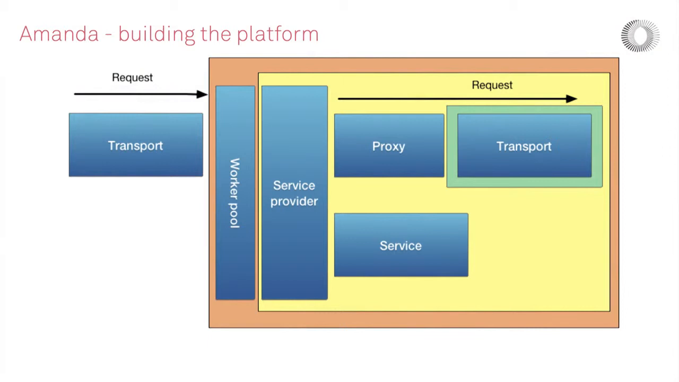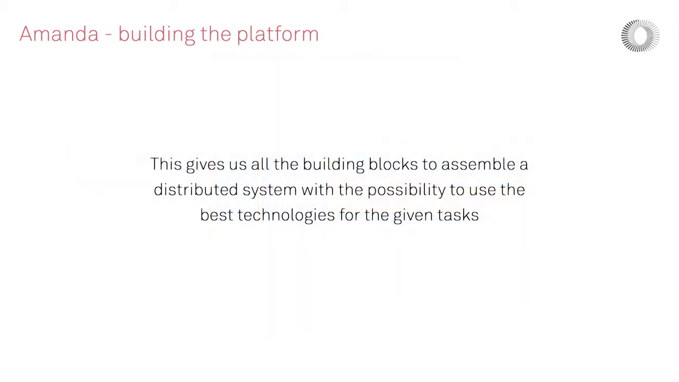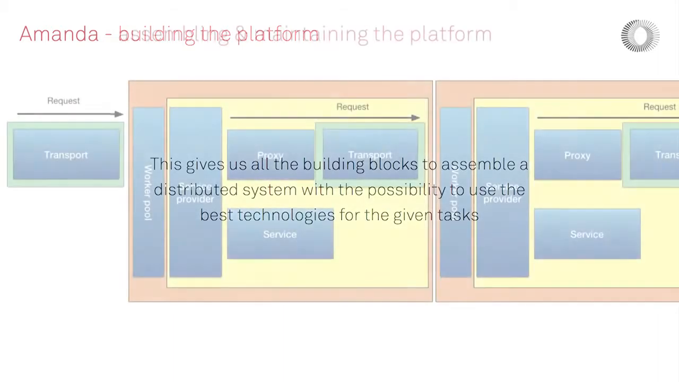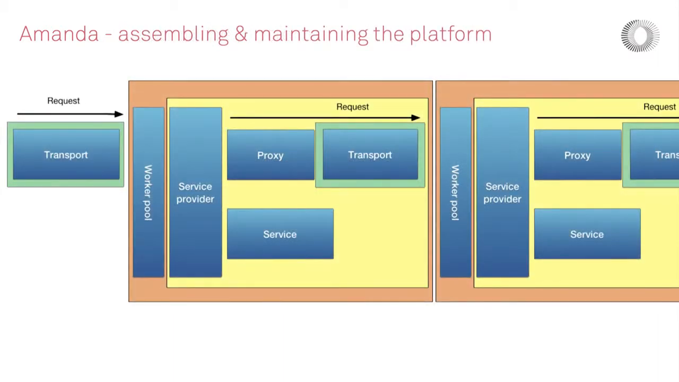So we now pretty much have that little box that we have been building so far, and this gives us all the building blocks that we need to assemble a distributed system, with the possibility to use pretty much the best technologies for the given tasks. But the nice thing is that we can start chaining these blocks together. And that's what we did in production.